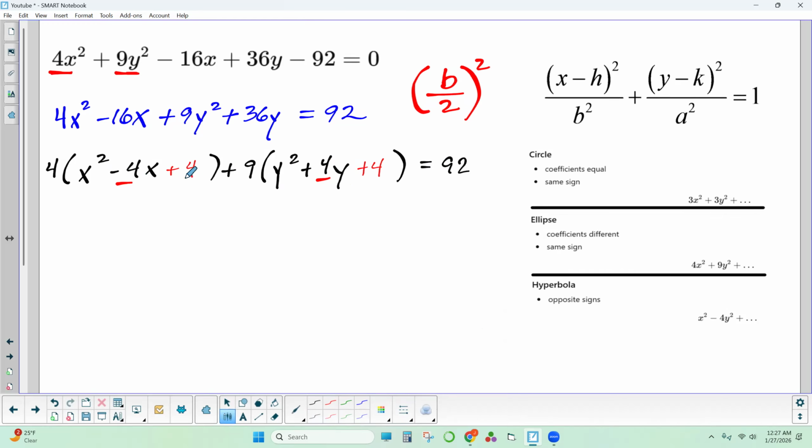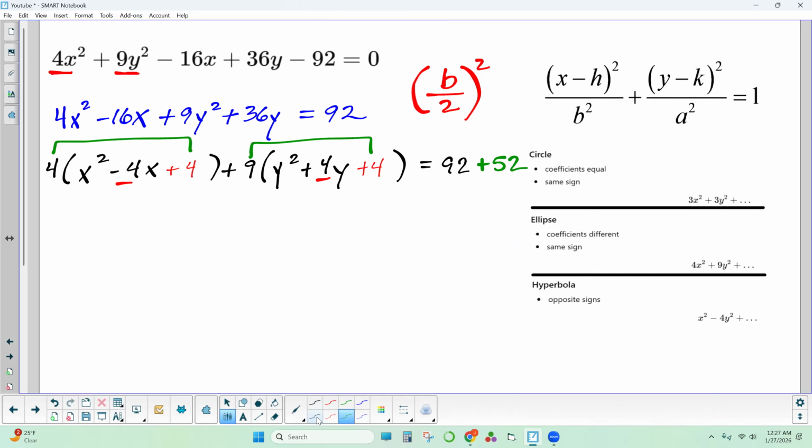It appears that we added 8, but we have to remember that we factored out our leading coefficient to start. In reality, we added 4 times 4, which is 16, and 4 times 9, which is 36, because everything in parentheses here gets multiplied by 4. So I added 16 and 36, and that's 52. So what I've got to do is balance the equation, and so I'm going to add 52 on the other side, just like that.